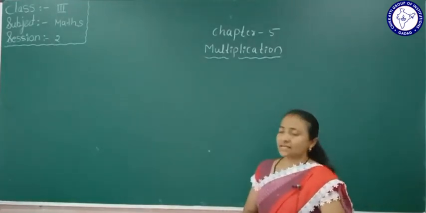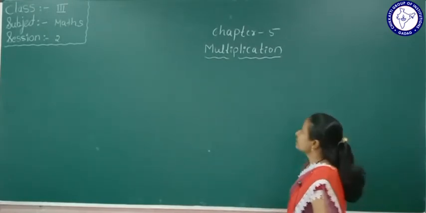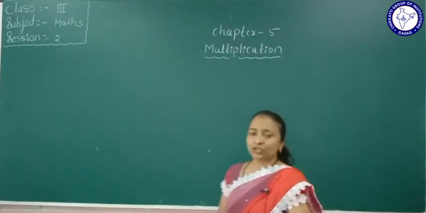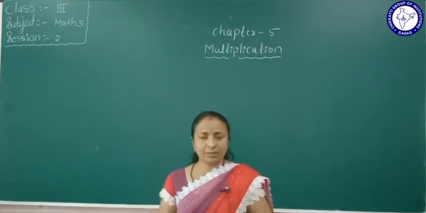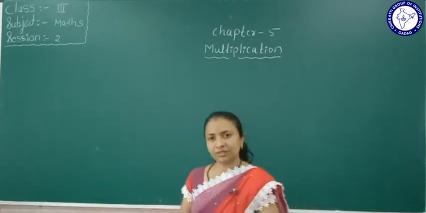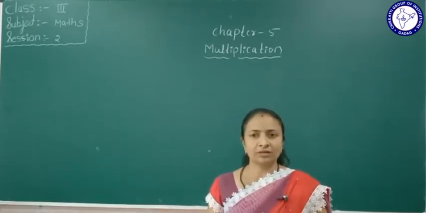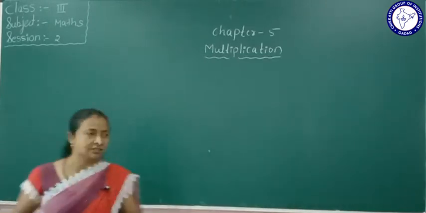Maths class, first class, third. So here students, we already started this lesson, chapter number 5, multiplication. This is session 2. Already you learned in session 1 what is meant by multiplication, and about the addition form and the multiplication form. Multiplication is repeated addition. In this lesson we will start the sign of multiplication.